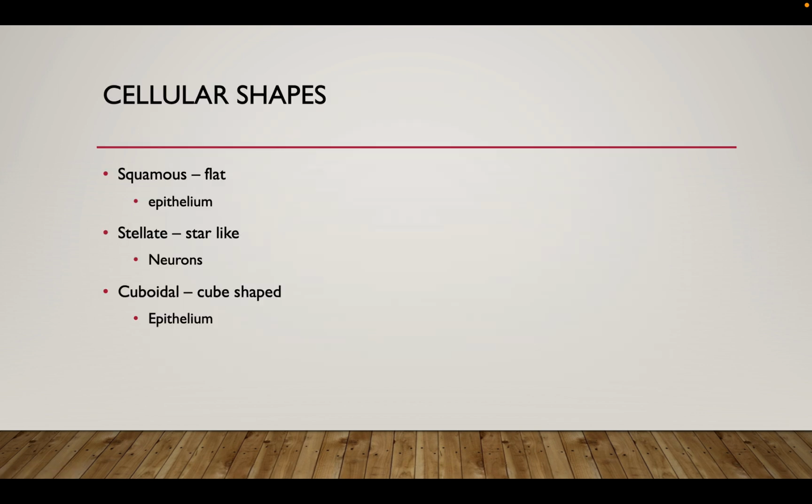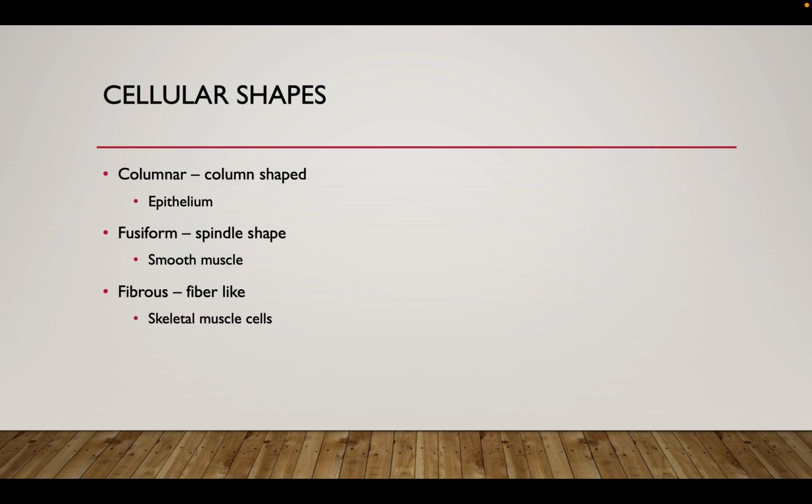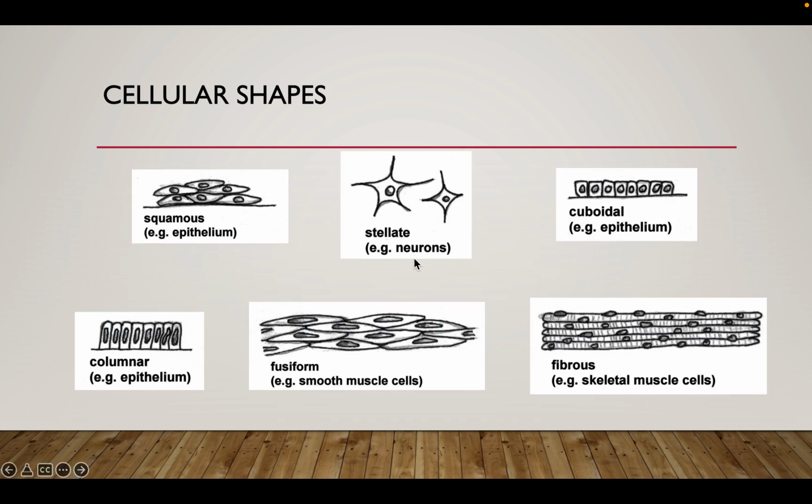So cell shapes, this is generally a heavy lab topic, but we'll talk briefly about cell shapes. So we have squamous cells that are flat, stellate cells that are more star-like, and then cuboidal cells that are cube. We have columnar cells, cells that are spindle-shaped or fusiform, and then fibrous cells like skeletal muscle cells. And here's a picture of all of those. So flat, star-like, cuboidal, columnar, fusiform are very kind of spindle-shaped, and then fibrous with our skeletal muscle cells.